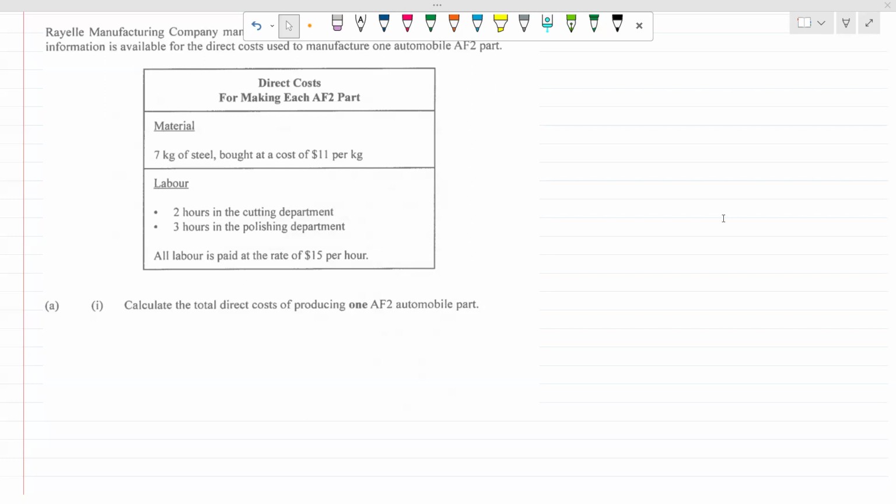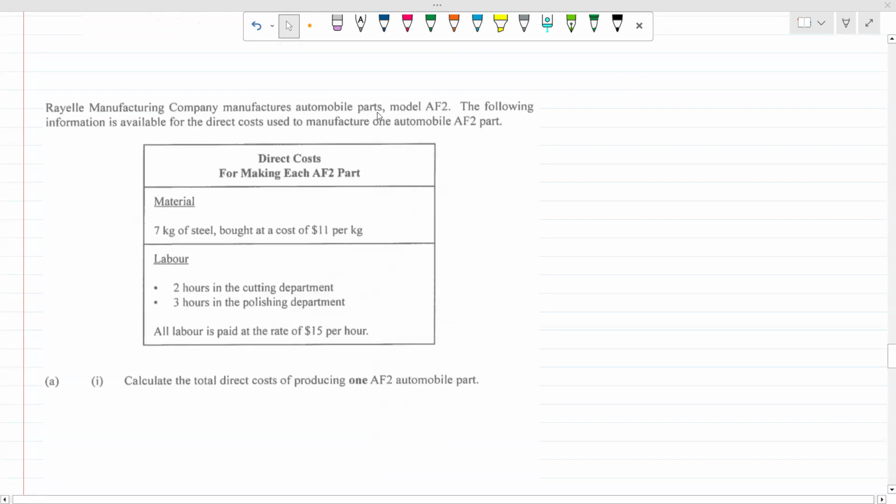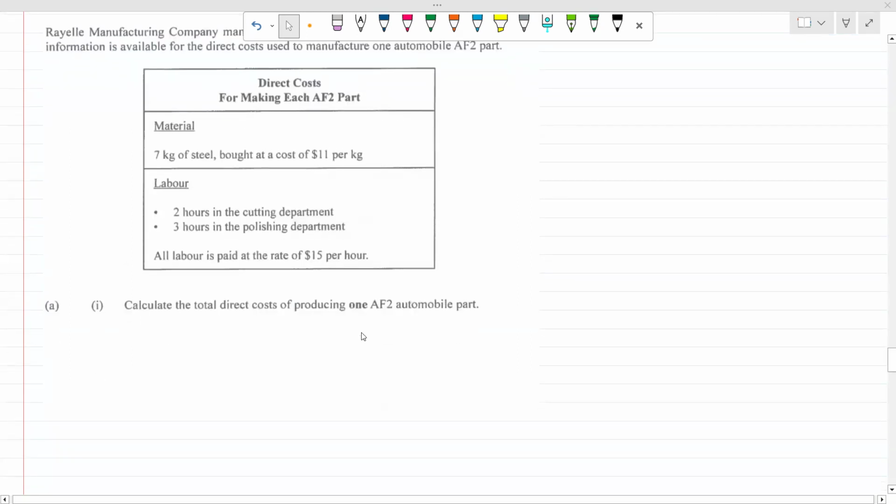All right, so we're looking at a real manufacturing company. They manufacture automobile parts, model AF2. The following information is available for the direct cost used to manufacture one automobile AF2 part. The material requires 7 kgs of steel, at a cost of $11 per kg. The labor is 2 hours in the cutting department, 3 hours in the polishing department. All labor is paid at the rate of $15 per hour. Calculate the total direct cost of producing one AF2 automobile part.